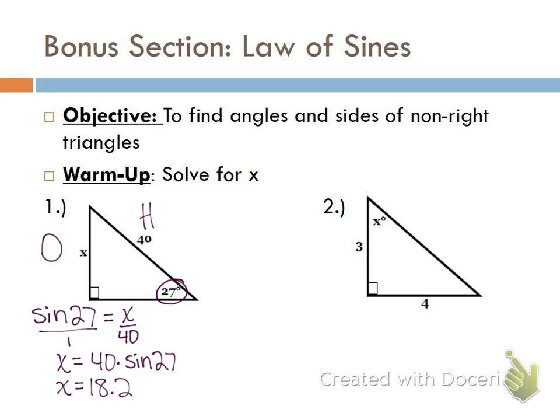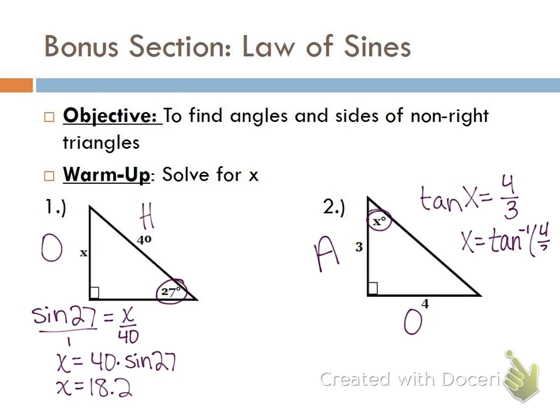Okay, on warm-up 2, this time we're trying to find the angle. The 4 represents what side of the triangle? And the 3 is adjacent. So which trig function? Tangent of what? Good. Tangent of x is equal to 4 over 3. In order to find angle measures, we have to use the inverse trig function. So in this case, inverse tangent of 4/3.